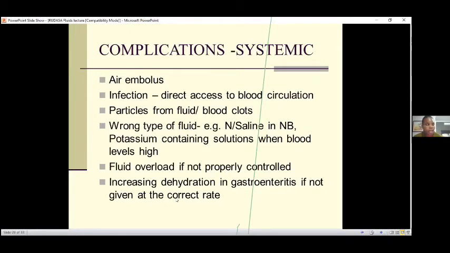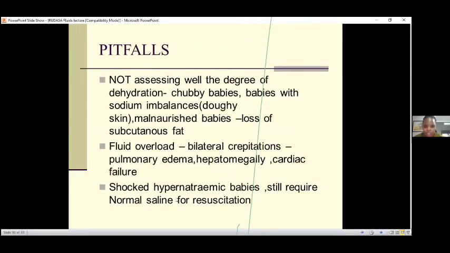Then the pitfalls of IV fluids: the babies may not be assessed well in terms of the degree of dehydration, especially the chubby babies, and especially the babies with high sodium imbalances, who will have doughy skin. With the chubby babies, one will think that they are okay whilst they are severely dehydrated or shocked. And also the malnourished babies who have a loss of subcutaneous fat, where skin turgor will not be reliable in assessing dehydration in those patients.